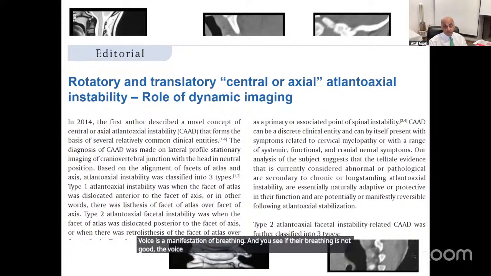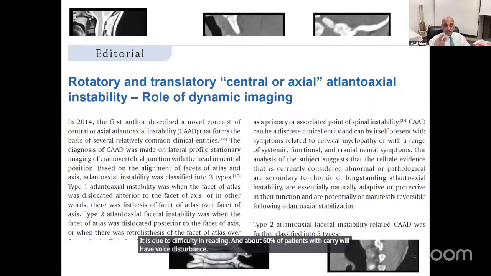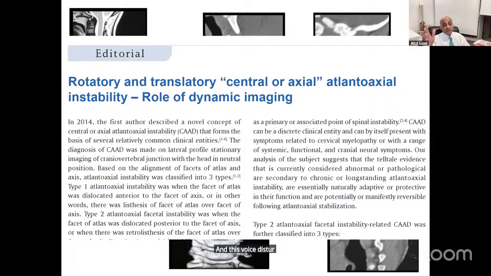So my article says that voice is not due to lower cranial nerve affection. It is due to difficulty in breathing. And about 60% of patients with Chiari will have voice disturbance. And this voice disturbance will recover in the evening of operation like a magic. And when voice recovers, it means the breathing recovers. And if the breathing recovers, the person has got a new life.